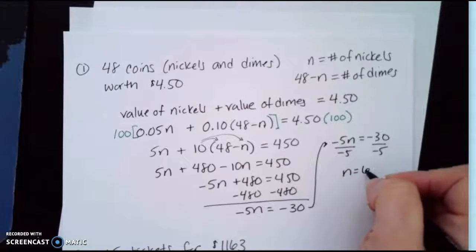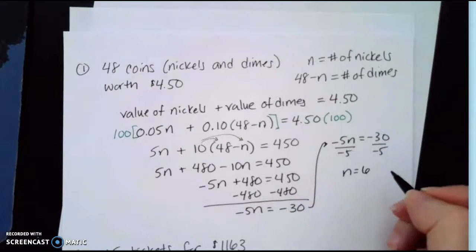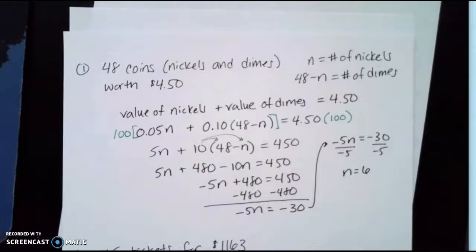Now we talked about reasonableness, so you should not only check your answer for accuracy, right? Did I multiply, did I divide correctly, but does that answer make sense? In this case, we're looking for the number of coins, so it makes sense that my answer is some sort of whole number. It's not negative, it's not a fraction, it's not a decimal. So n is 6, which means I have 6 nickels.